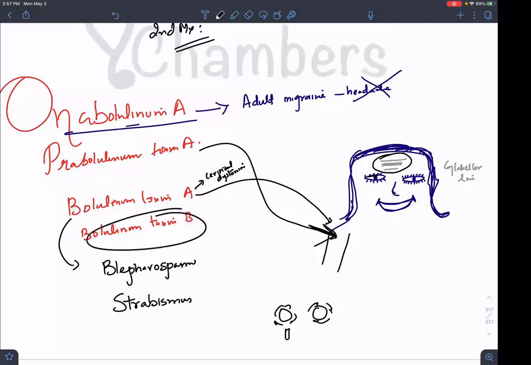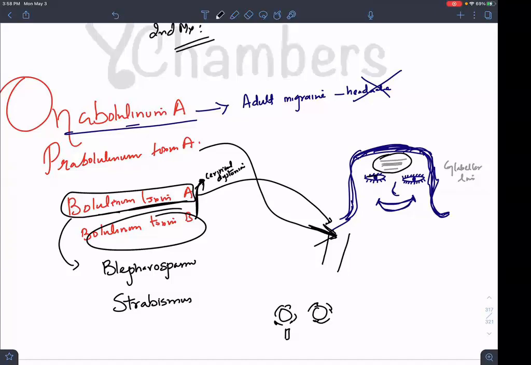Botulinum toxin B is used for cervical dystonia. See, it confuses me also. Botulinum toxin A is used for blepharospasm, strabismus, glabellar lines. But B, cervical dystonia. I think botulinum toxin A is also used in cervical dystonia, I had read somewhere, but to be more specific about B, I will say cervical dystonia. You can check the books also, but B is specific for cervical dystonia.